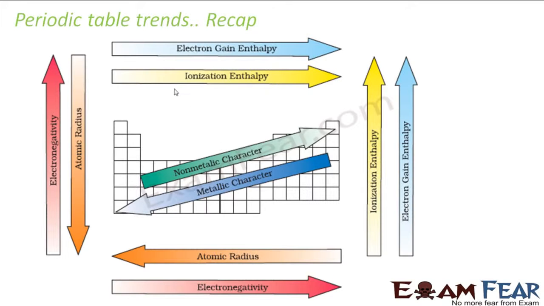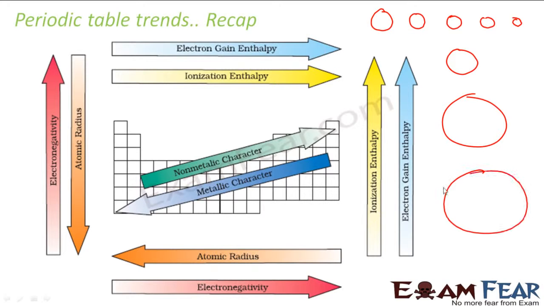The electron gain enthalpy increases as we go from left to right. Why? Because the atomic size decreases across a period, and the atomic size increases down a group. So the moment you go from here to here, the atomic size increases, so the electron gain enthalpy decreases.